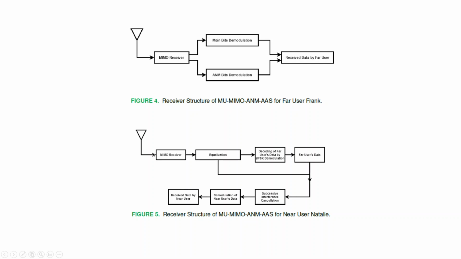So at this point, what we need to do is as follows. We have the MIMO receiver, and we do the equalization here, and we decode the far user's data by the BPSK demodulation, and we come up with the far user's data. But this is not what we want, so we do another equalization at this point, and we do a successive interference cancellation. We basically subtract the far user's data from the whole data to come up with the near user's data, and demodulate the near user's data, and at the end we come up with the received data for the near user.